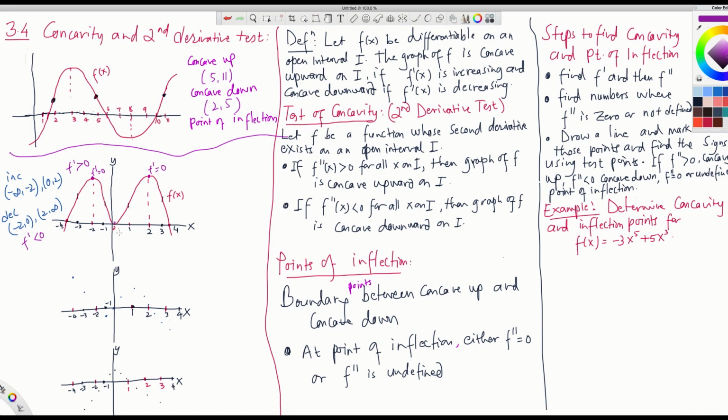Also at 0, f prime is 0, right? Why? Because it is neither increasing nor decreasing. It is the boundary between increasing and decreasing where f prime equals 0. Okay, now let us draw based on this.